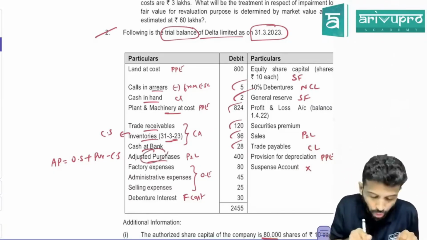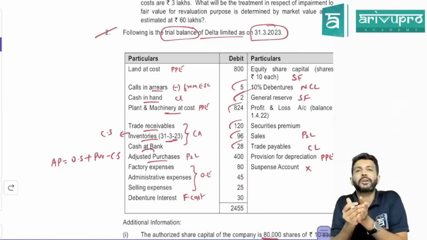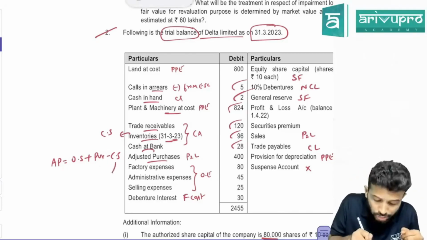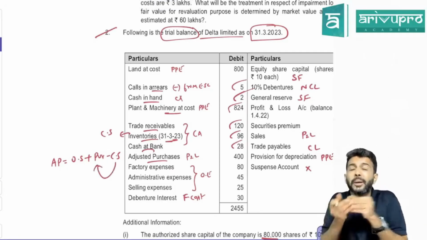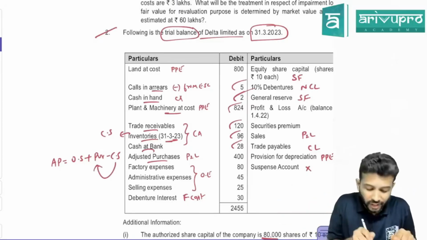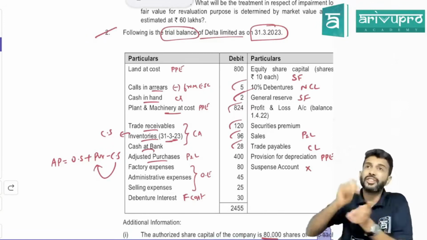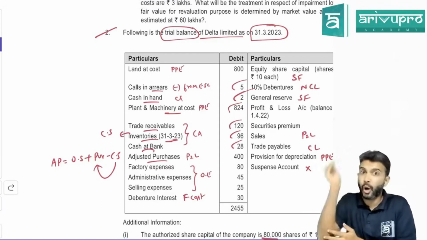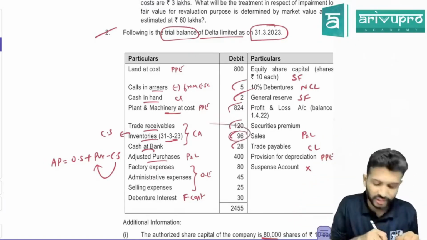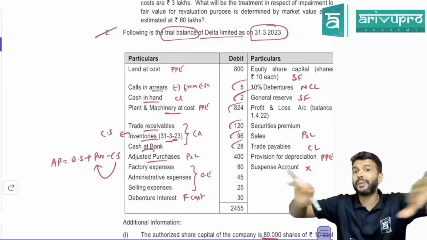But here, have they given you normal purchase or adjusted purchase? Adjusted purchase. And how do you calculate adjusted purchase? Opening stock plus purchases minus closing stock. So the closing stock was included in purchase, but through adjusted purchase, we excluded it. So now, since closing stock is excluded from purchase, can closing stock come inside the trial balance? Yes. That's the reason closing stock is coming inside the TB. Understood? Because it is eliminated from purchase.